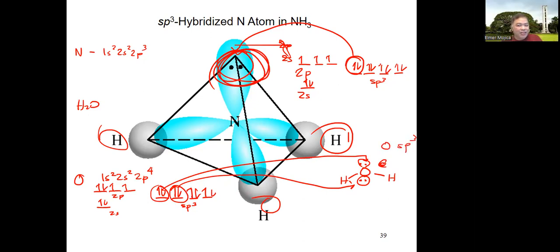Clear pa so far? sp3, 1 plus 3 is 4. So you have 4 orbitals, of which 2 are already paired, and that's your lone pair, and 2 available for bonding pair with hydrogen. Clear?